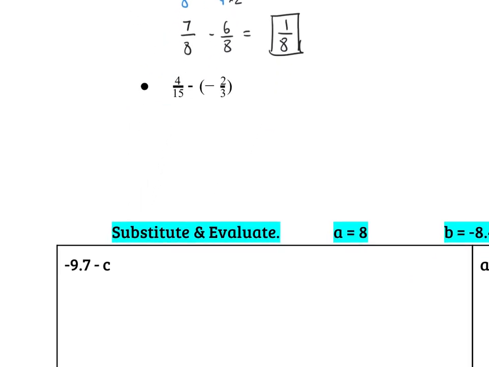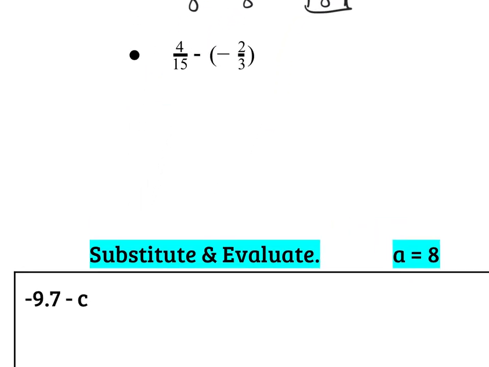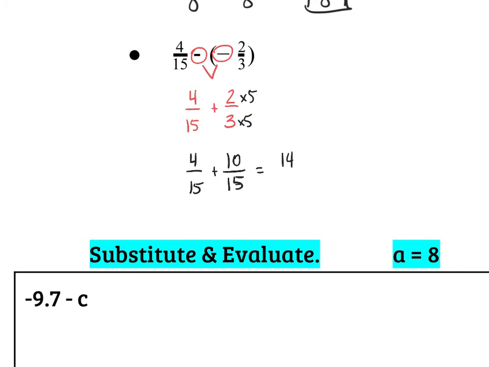Let's look at our next one. Here, I have a negative and a negative, which gives me a positive, so I'm going to rewrite it first. And then I have my common denominator of 15. So I'm going to rewrite it with that 15 here. And then I'm going to add those two up, and I get 14/15.